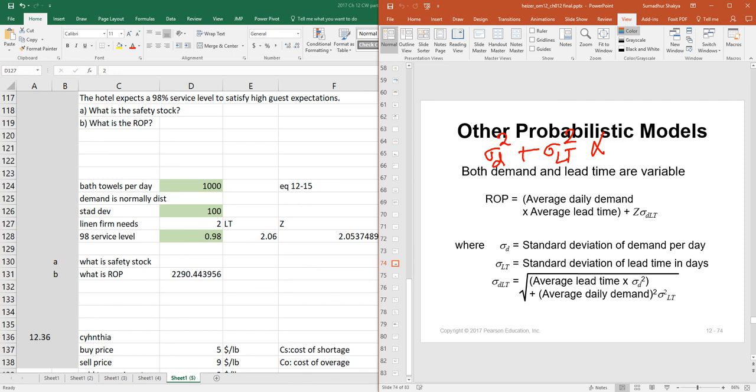So if you were to, let's say, square each of them, then that becomes variances. Now the variances can be added. Therefore, the resulting standard deviation can be calculated by the square root of the sum of the squared standard deviation for the demand and the lead time. Okay, that's how this formula comes into the picture.